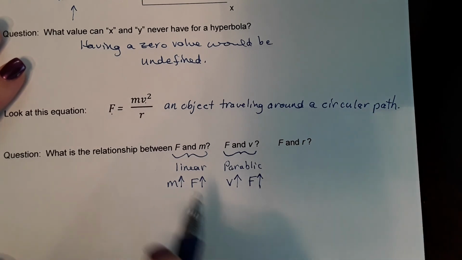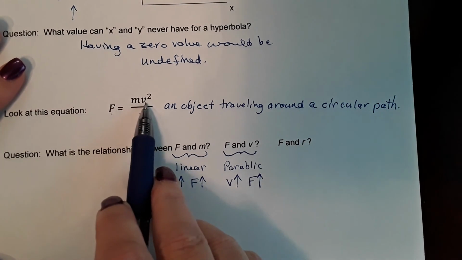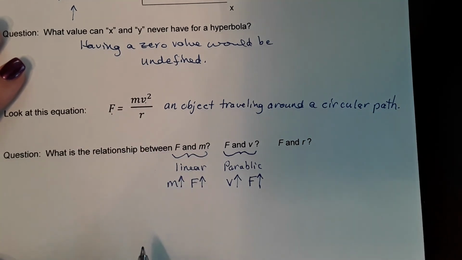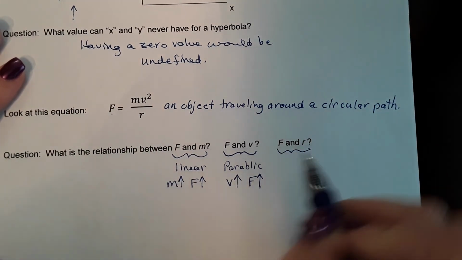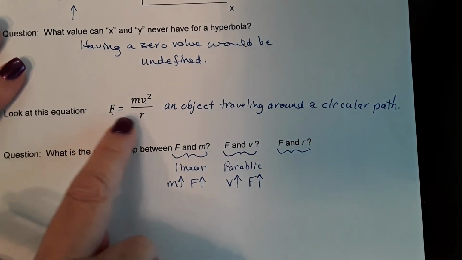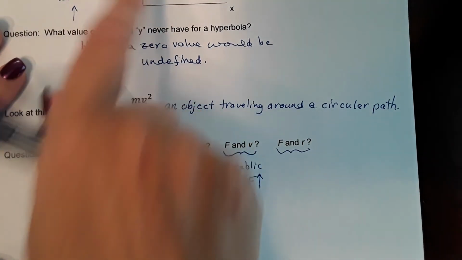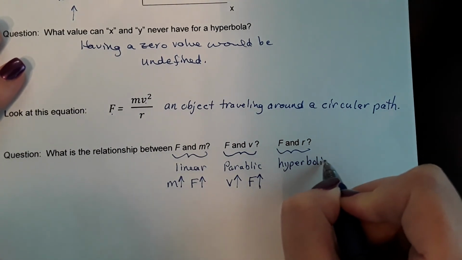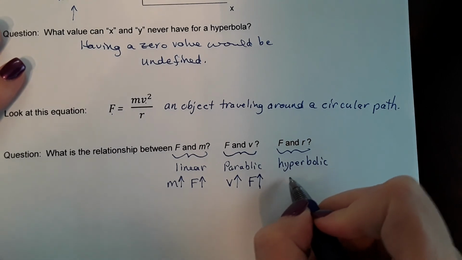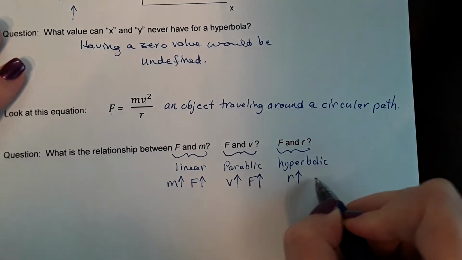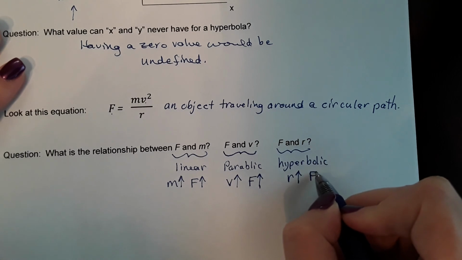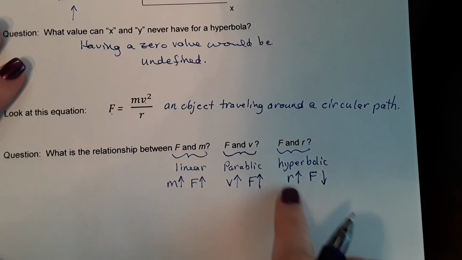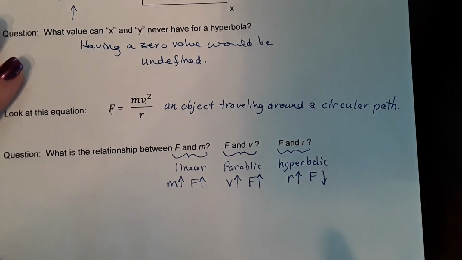Now, last one. Let's keep the mass we're whirling and how fast it's moving constant, and let's change the radius of the circle it's moving in. Now, if we do that, notice F is in the numerator, R is in the denominator. That's just like up here. That's going to be hyperbolic or inverse. In that case, as the radius increases, the amount of force needed to keep the mass moving in a circle decreases, or vice versa. If R decreased, F would increase.